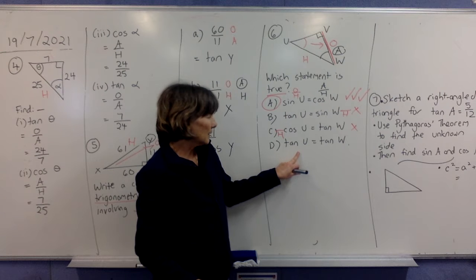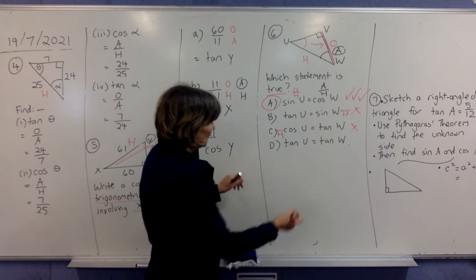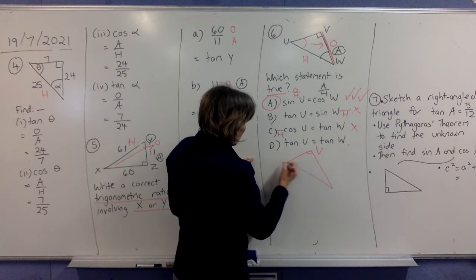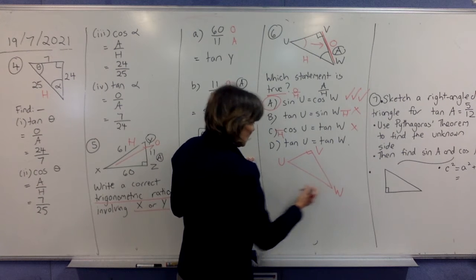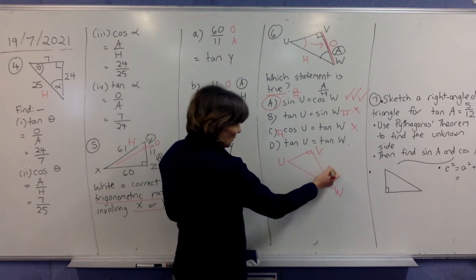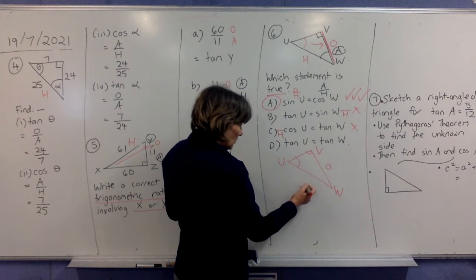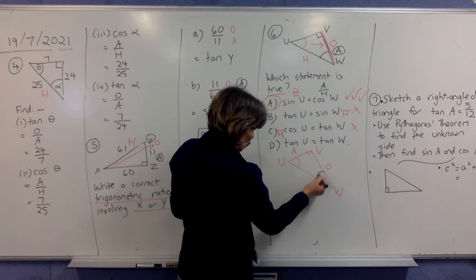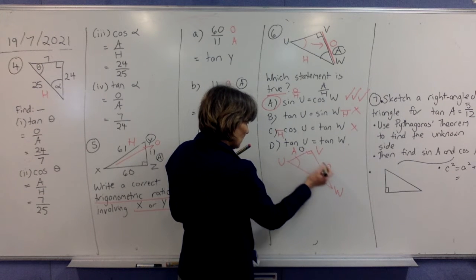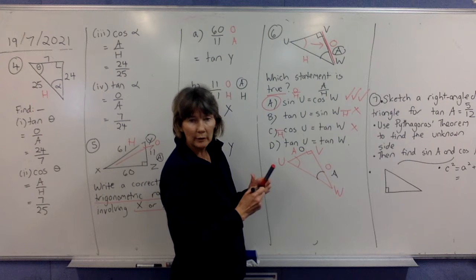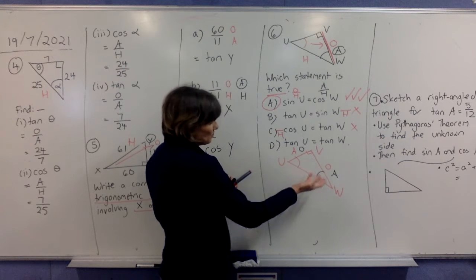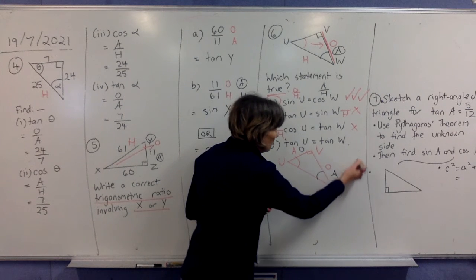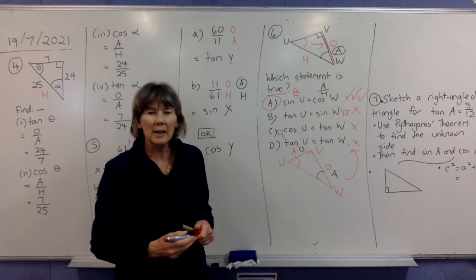And this one down here, tan of U and tan of W, well, if I just redraw what we've got so you can have a look at it. Okay, tan U would be opposite over adjacent. Tan W would be opposite over adjacent. They're the wrong way around. So one might be 3 over 4, the other one might be 4 over 3. So that's not going to work either. So the correct answer is A.